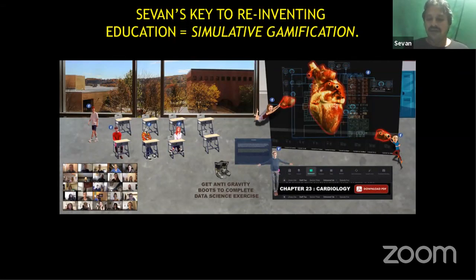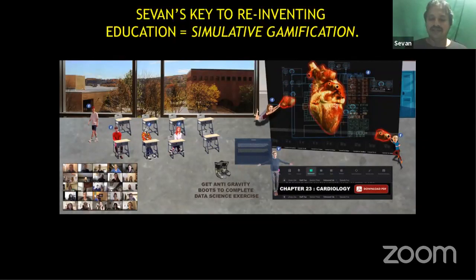Okay, so on the right, you can see that there's a student who's trying to do a simulative surgery, and she's in zero gravity. That's a specialty of the simulation. Students can go into zero gravity mode, fly around and collaboratively study things together, like do a heart surgery, put an engine together, or make music together, all kinds of different things.